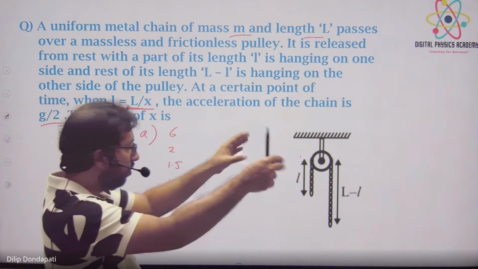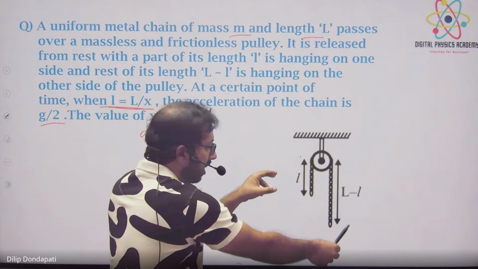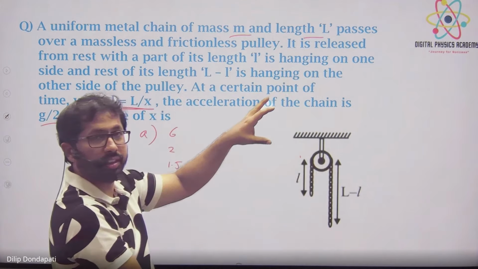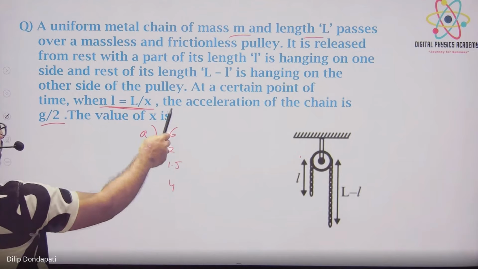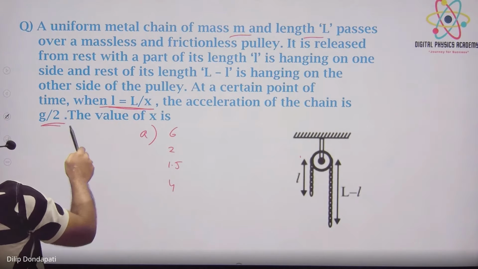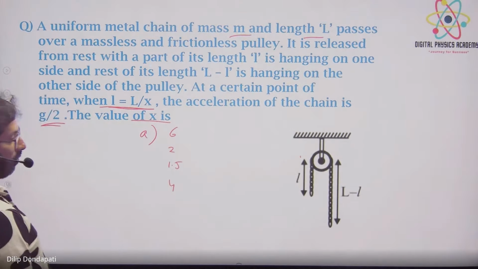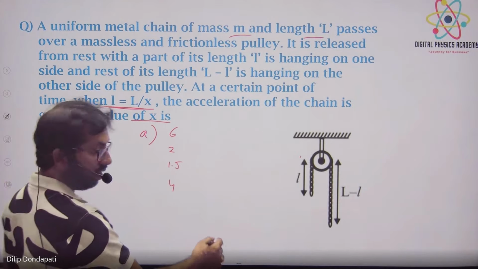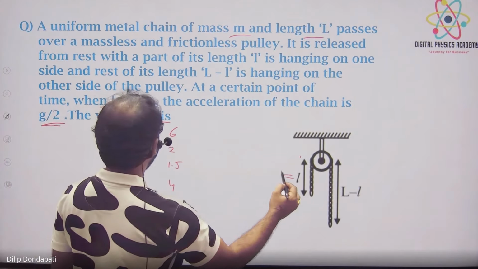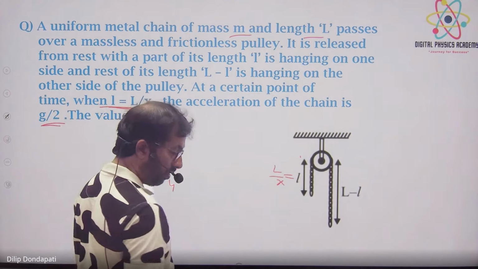When I release it, what will happen? ये इधर नीचे जाएगा, ये ऊपर जाएगा with some acceleration के साथ. He is telling that at that time the acceleration is also given, g by 2. The value of x is how much? When l is equal to what? l is equal to capital L by x. Now solve.